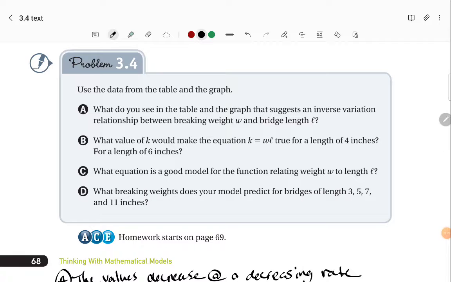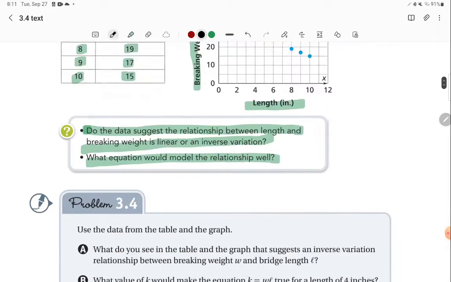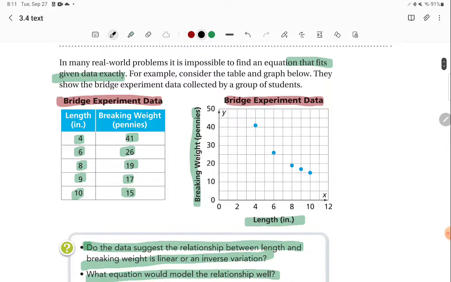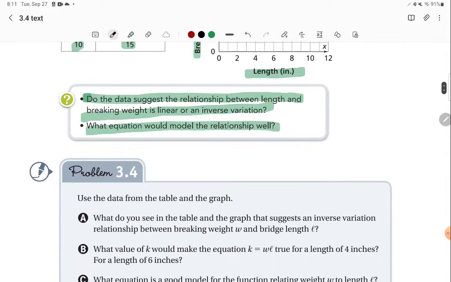So on A, what makes it look like an inverse variation is the fact that the values decrease at a decreasing rate. Meaning, from here to here, then here to here, then 19 to 17, 17 to 15. At first, it decreases by almost 20. And then back down here, it decreases by almost 2. So much less. You can even see that huge jump from there to there, and then smaller jumps as you go along. So to me, looking at those trends, that's what makes it look like it may be an inverse variation relationship.